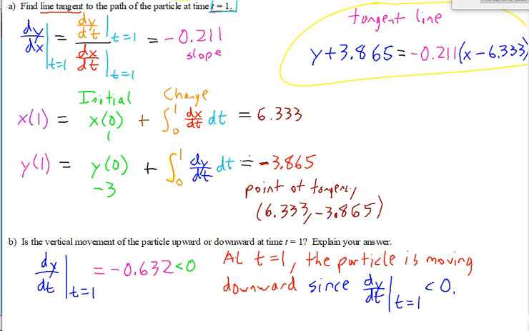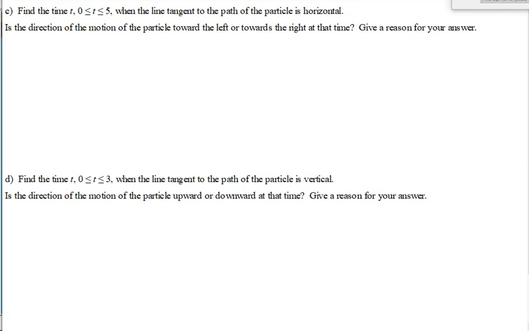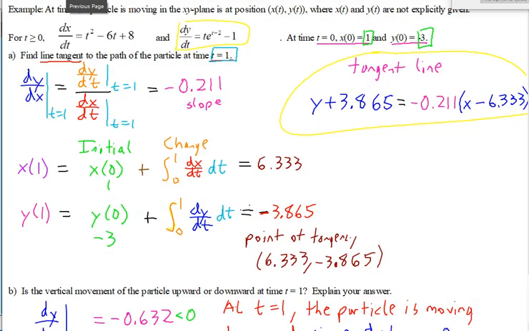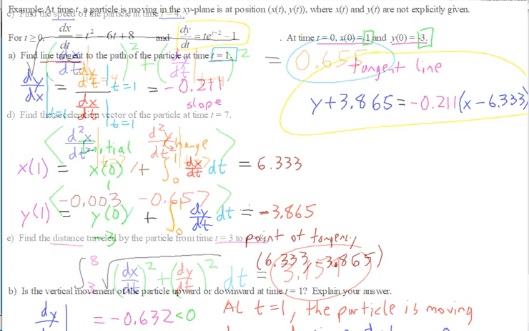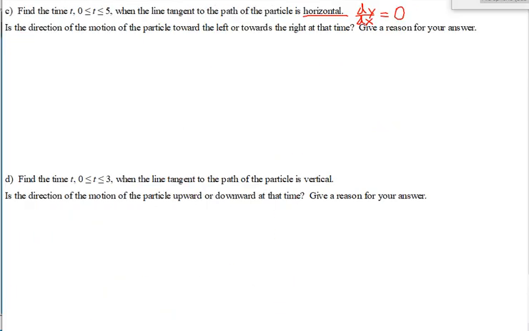Alright, let's take a look at a few more with this problem, but a little bit different. So this one says for part C, find the time when the tangent line, the path of the particle, is horizontal. So if we want the tangent line to be horizontal, remember what we saw before, that means the derivative dy/dx equals 0. If we want it to be 0, that means the numerator is 0. So we really need the numerator, which is dy/dt, equals 0.